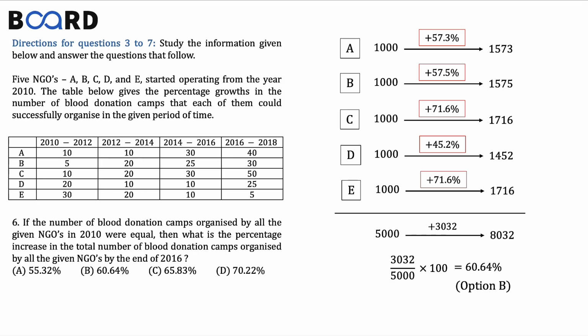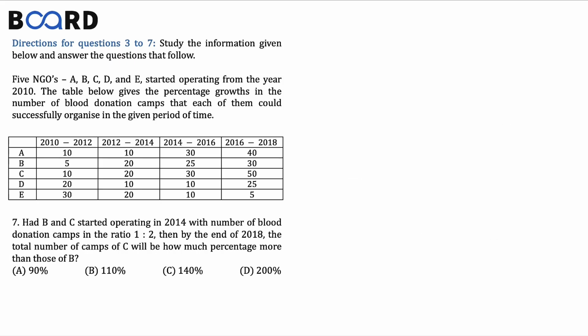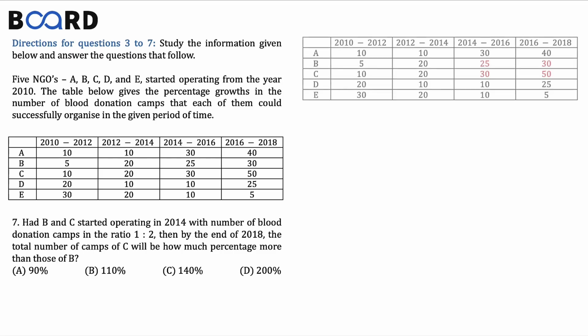Okay, so this was a bit lengthy. The last question says, had B and C started operating in 2014 with number of blood donation camps in the ratio 1:2? Okay. So they are interested only in B and C. The moment they said started operating in 2014 means they must be interested in the last two values only, 14 to 16, 16 to 18 only.